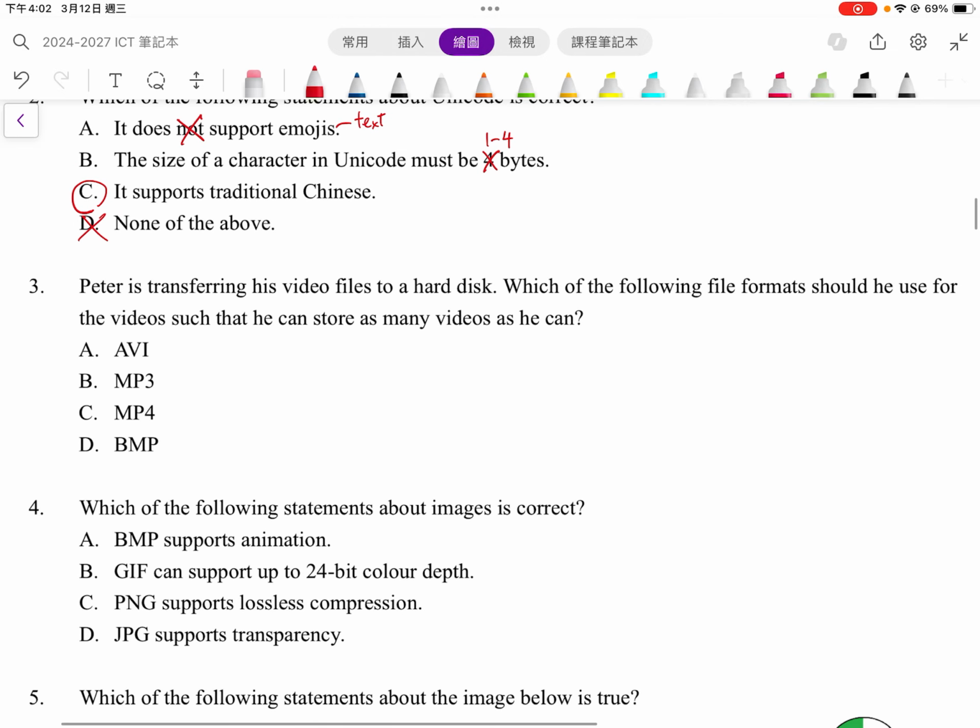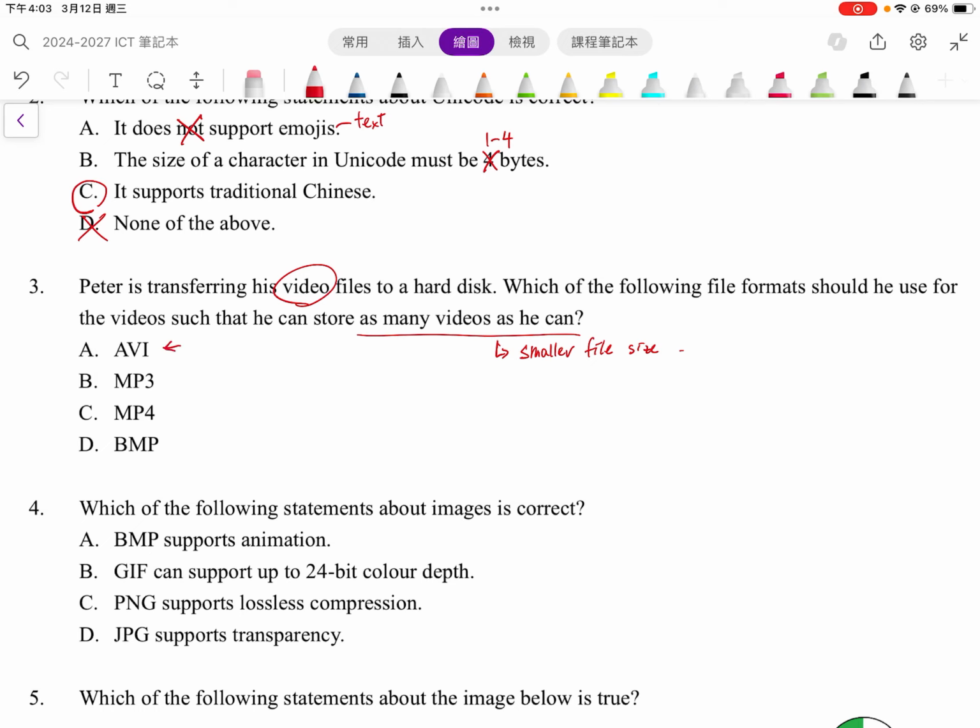Next, we have number 3. Peter is transferring his video files to a hard disk. Which of the following file formats should he use for the videos such that he can store as many videos as he can? So the keyword here is as many videos as he can. That means he wants to have a smaller file size. You have to look at this. And the second important point is it is a video file. So these two items will help you to find out which one is the best choice.